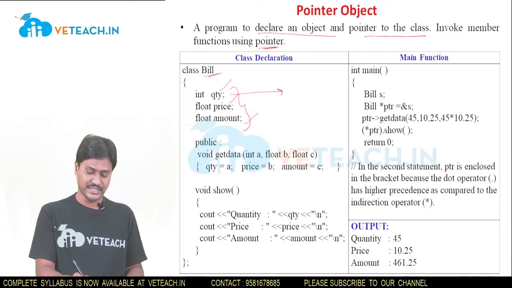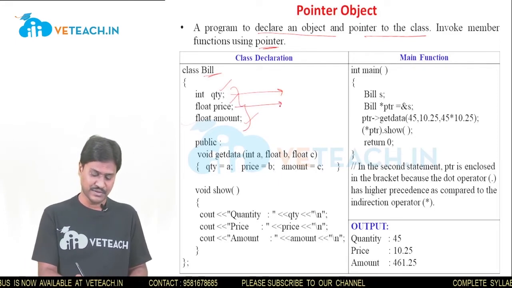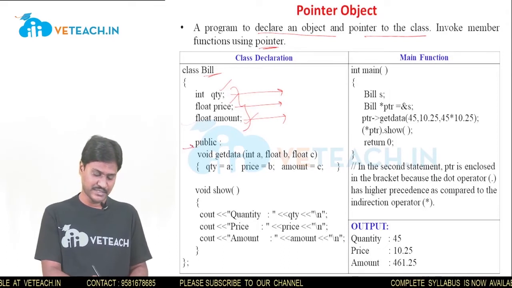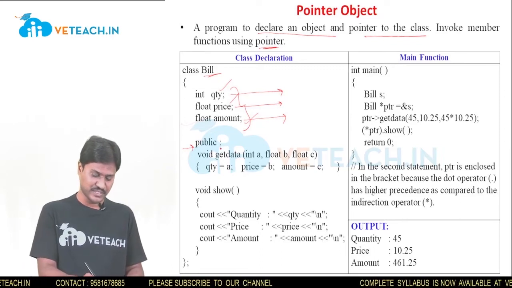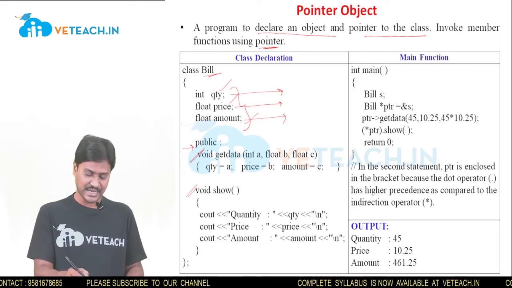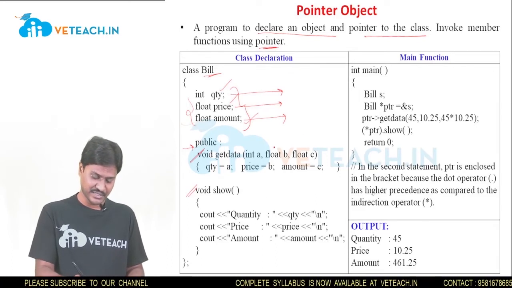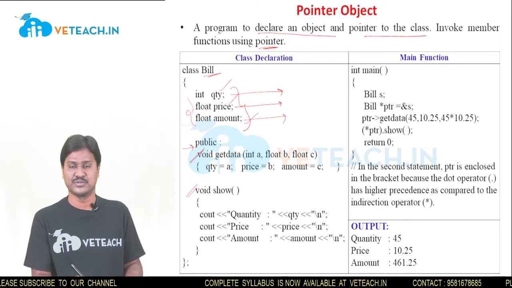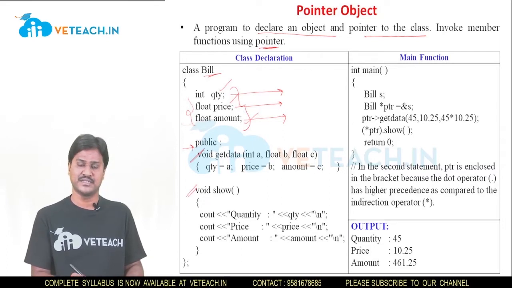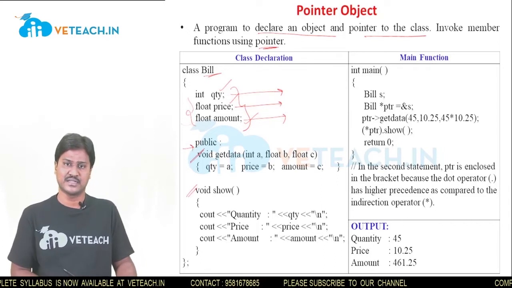The quantity indicates how many items we are going to pay for as a bill, the price of each one, and the total amount we are paying. So consider this scenario. In the public section of this bill class, I have two functions, getdata and showdata. The getdata function collects the information about these data members defined inside the class, that is quantity, price and amount. It is a function used to initialize these values, read from the keyboard or assigned when we are creating an object of this class bill.